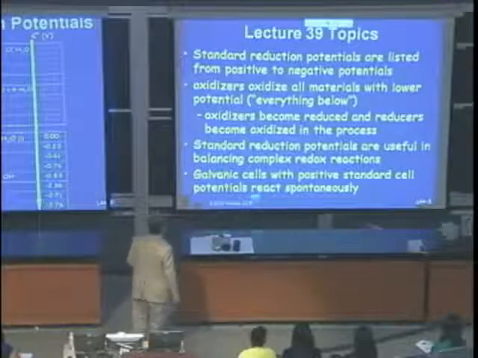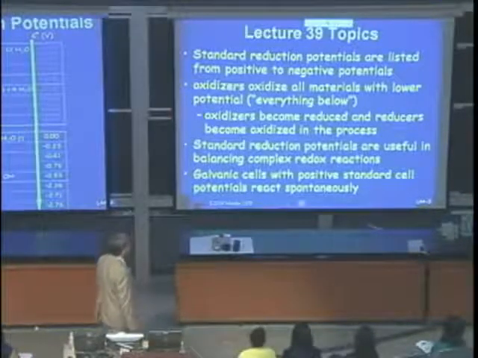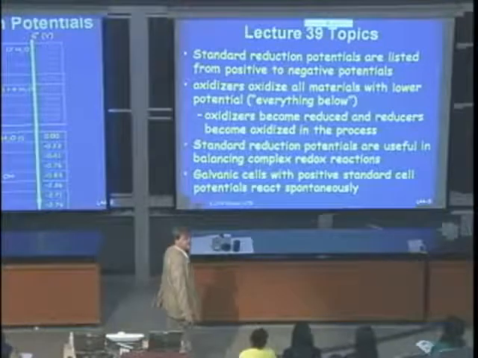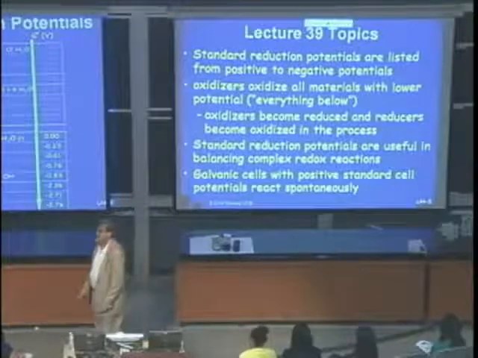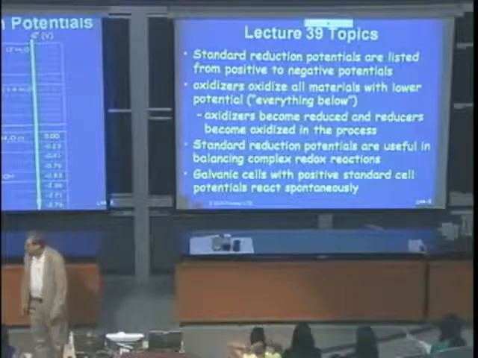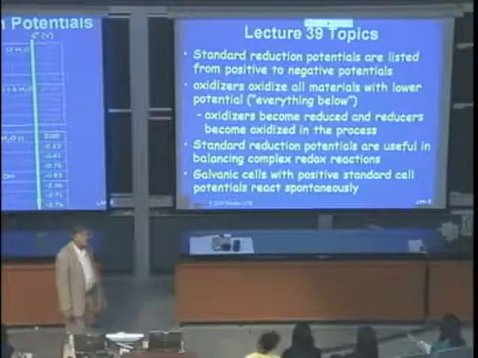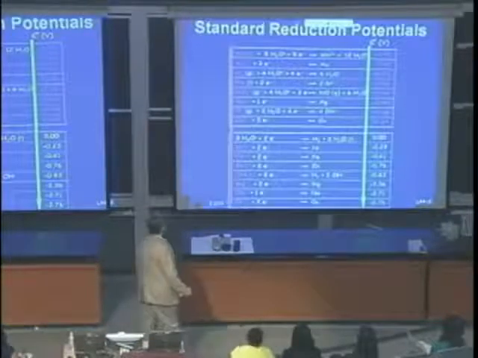So galvanic cells with positive standard cell potential react spontaneously. Why is that? Because delta G is minus n times F times delta E, all right? And when delta G is negative, then you have a spontaneous reaction.